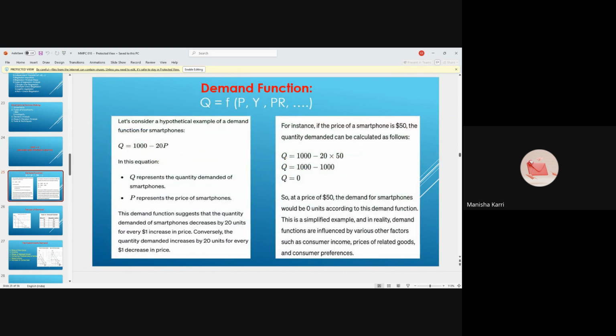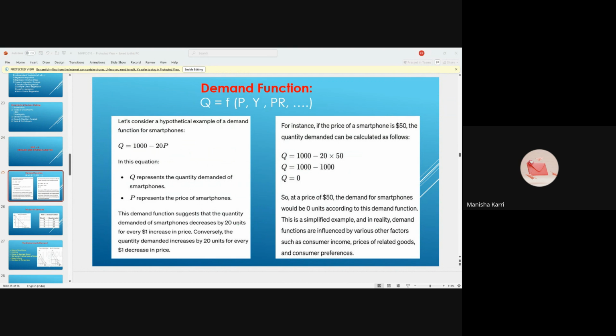Next one is the demand function. Generally, the demand function is an economic concept that represents the relationship between the quantity demanded of a good or service and its determinants such as price, income, and the prices of related goods. It is typically presented as you can see on the screen: Q = f(P, Y, PR). This is the formula for this.